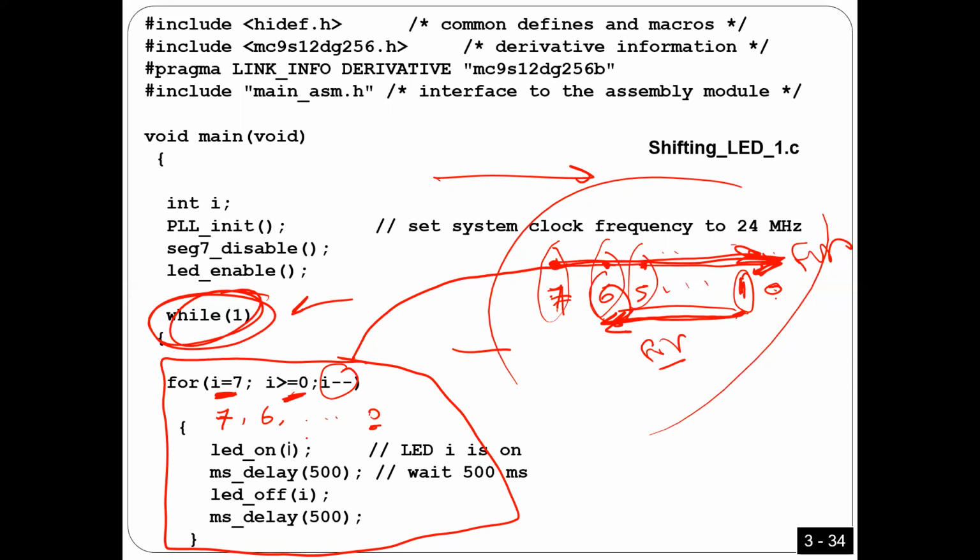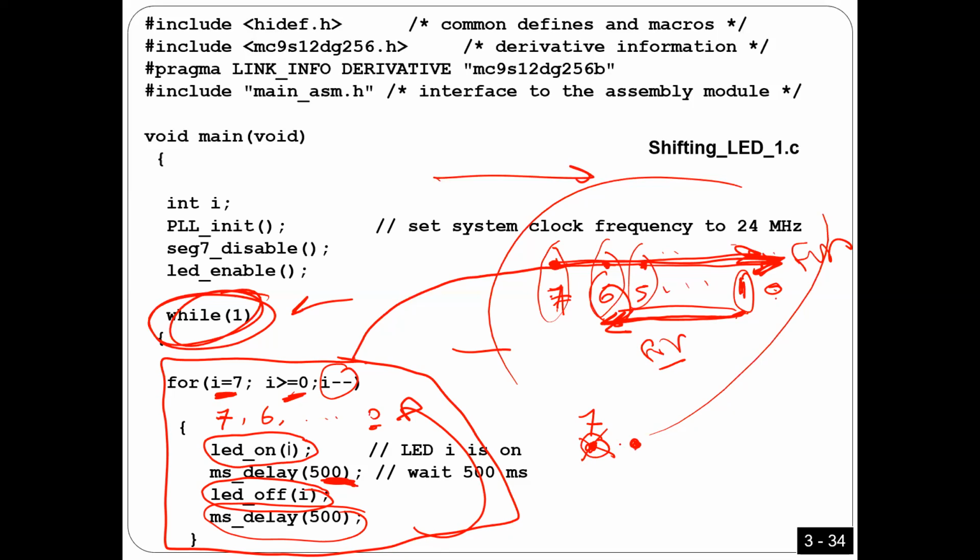See what I did here. I'm going to turn LED number i on. For example, I'm going to turn the first one on, then I'm going to wait some time, and then I'm going to turn it off. So here, this is number 7. I'm going to turn it on, and then I'm going to turn it off, and then I'm going to wait some time if you want. Then I'm going to come back and repeat again.